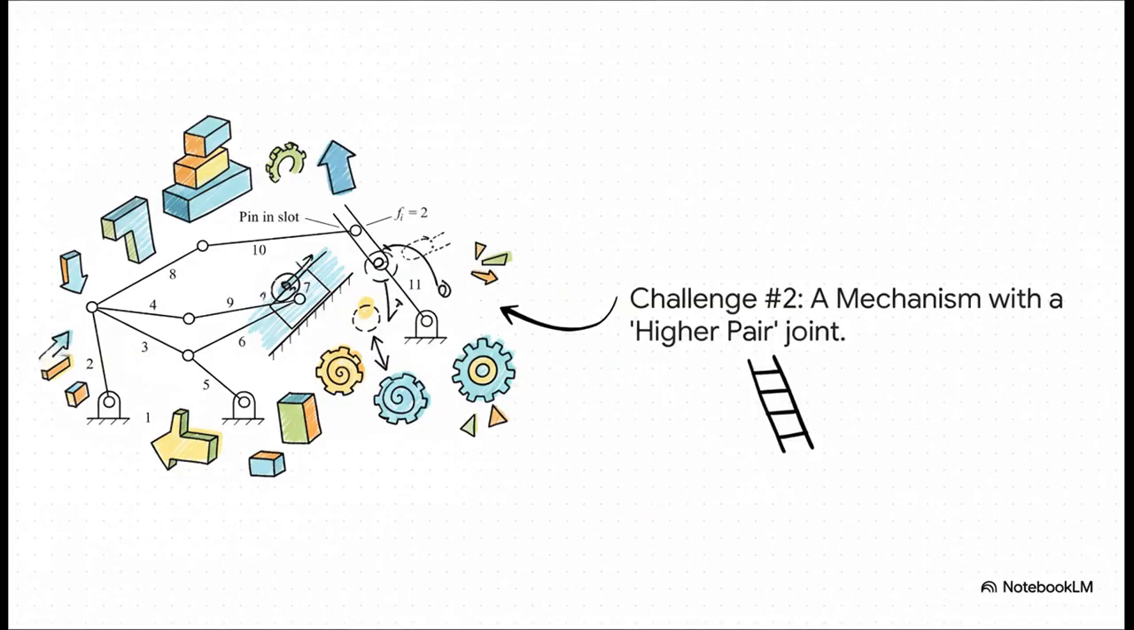Let's level up. This mechanism has a special kind of joint. It's a pin that moves inside a slot. Now, this is different from a simple hinge because it's got 2 kinds of freedom. It can rotate, sure, but it can also slide along that slot. Let's see how that changes our calculation.